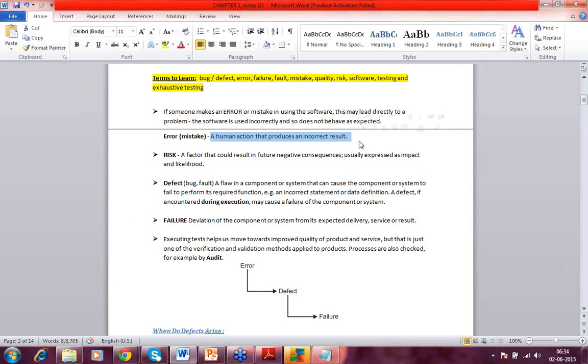Some human being does an operation or some action on the software, which is going to create an incorrect result. We can give many examples. For example, if somebody is trying to book tickets, and the intended number of tickets that the customer is expected to book is a maximum of 10 tickets.